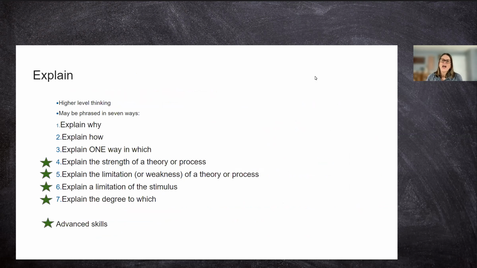Explain the strength of a theory, a model, or a process. Number 5, explain the limitation or weakness of a theory or process. 6, explain the limitation of the stimulus, the data in the table, this photograph, this map, for example. And then number 7, explain the degree to which. Now, I should say that explain phrased as explain the strength, the limitation, or explain the degree, these are all advanced skills. But again, this is where your 4s and 5s come from.